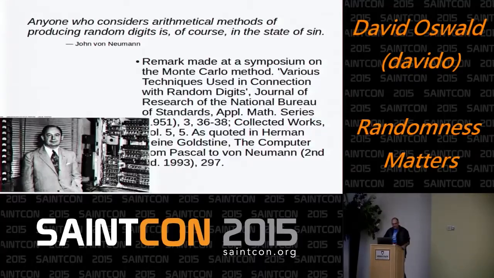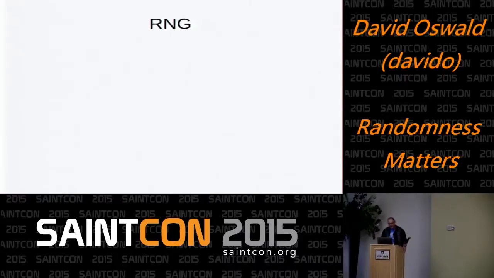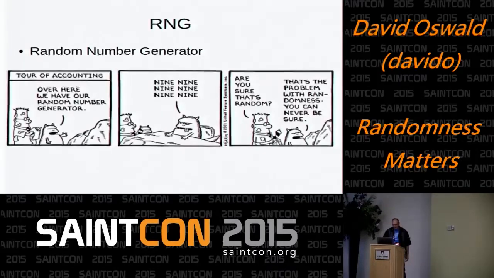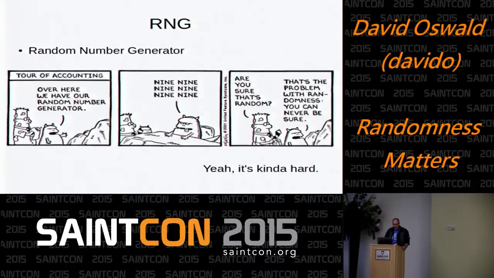John von Neumann says, anyone who considers arithmetical methods of producing random digits is, of course, in a state of sin. So we're going to talk about random number generators, and we're going to try to avoid sinning. The problem with random number generators is that you can think that you're getting randomness, and there's no really good way to test whether you really are getting randomness. There's just no excellent way of knowing for sure if what you are getting is of cryptographic quality. It's kind of hard.